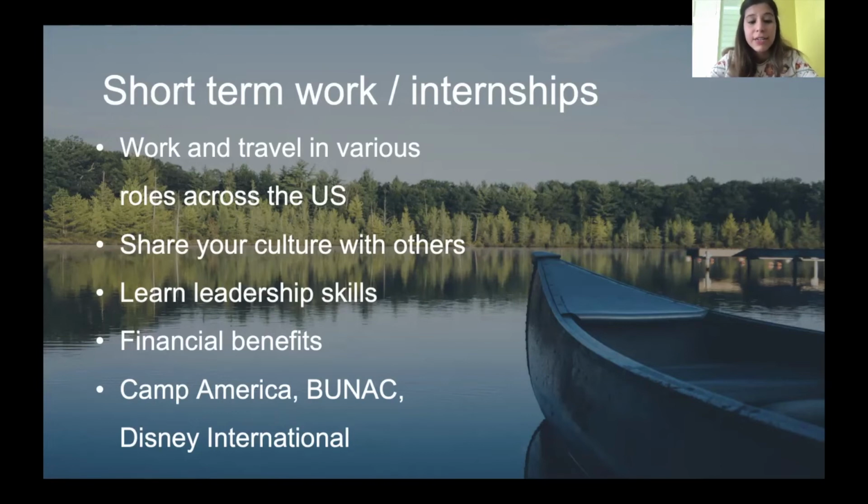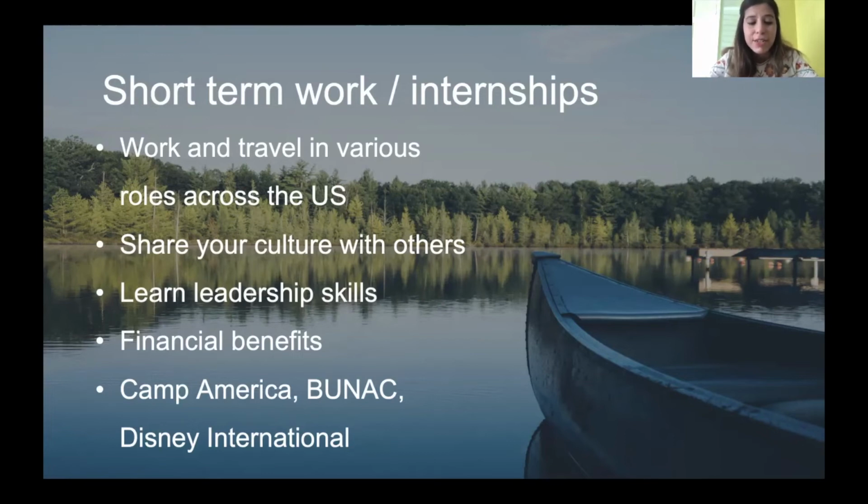PUNAC is an organization through which you can secure internships and other short-term travel opportunities around the world, including the US. And they provide a lot of support with finding internships, securing the work visa, etc. So this would be a good way to gain experience related to your field of study or work and to enhance your CV.